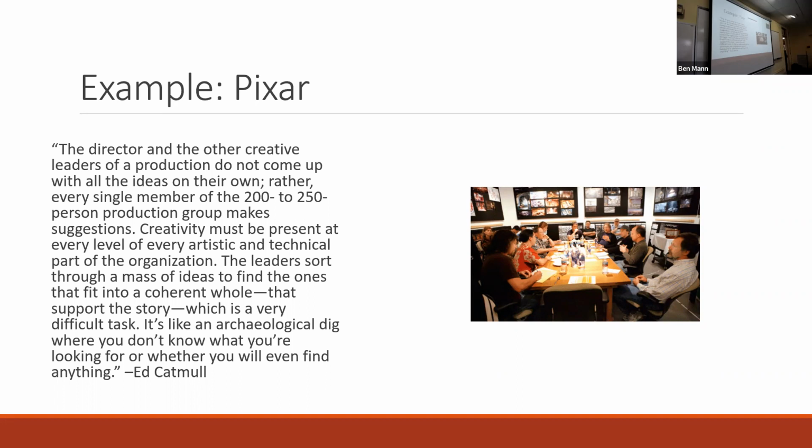That the director and other creative leaders don't come up with all the ideas themselves. Rather, every single member of the 200 to 250 person production group is making suggestions. Creativity is at every level, artistically and technically. The leaders are sorting through the ideas that fit coherently and support the story. And they describe it as being kind of like an archaeological dig, right? Where you're digging through all the ideas to find one.